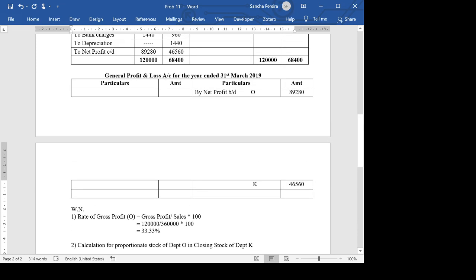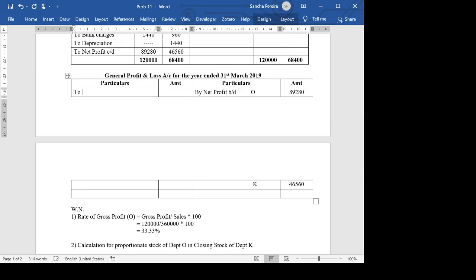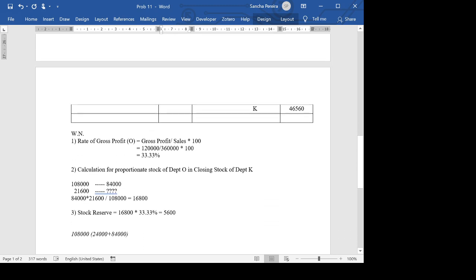That stock reserve we are going to show in the general profit and loss account as stock reserve. It's also called provision for unrealized profit on closing stock. You can call it that as well, or you can just call it stock reserve, which will be 5,600.